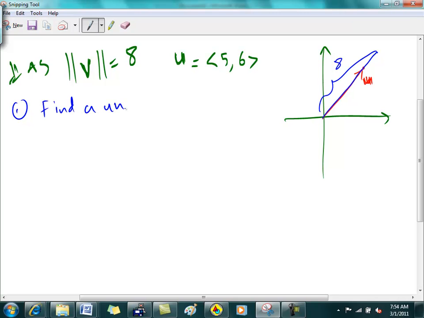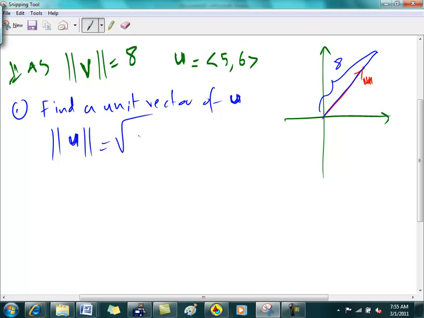Find a unit vector of U. We know how to do that. What do we do? The magnitude. What's the magnitude of U? No, that's V. That's the magnitude of V. First, convert U to a unit vector. What is the magnitude of U? Everybody there, radical 61. 5 squared plus 6 squared.